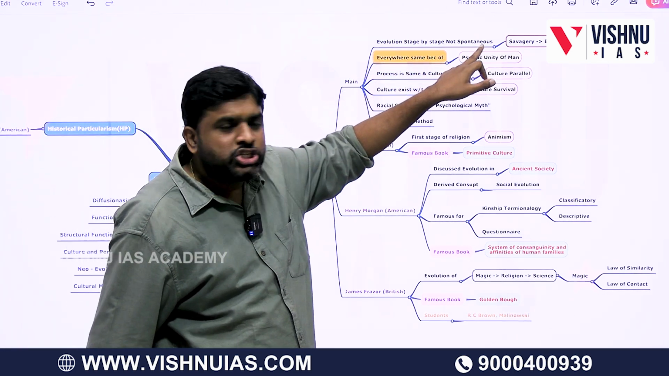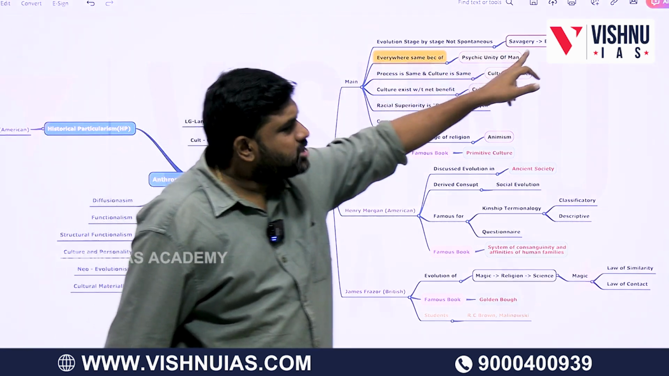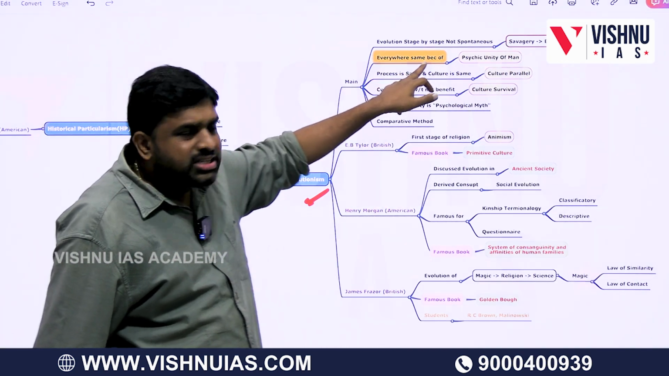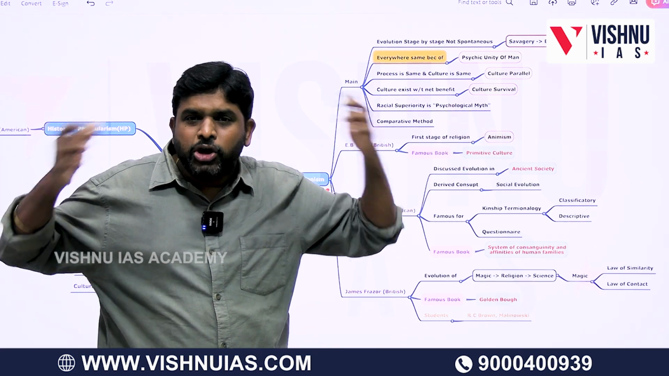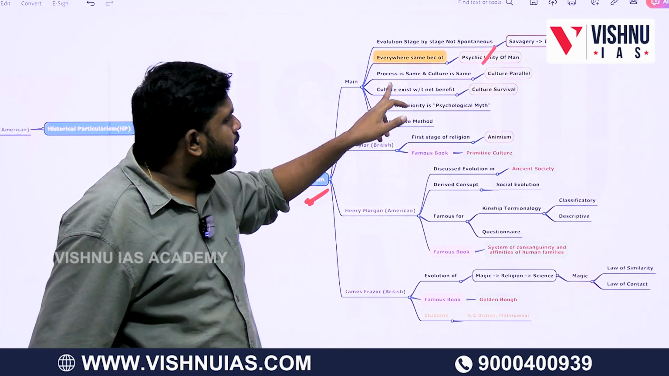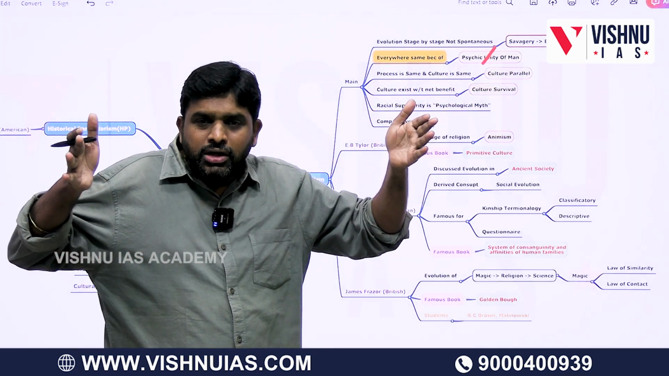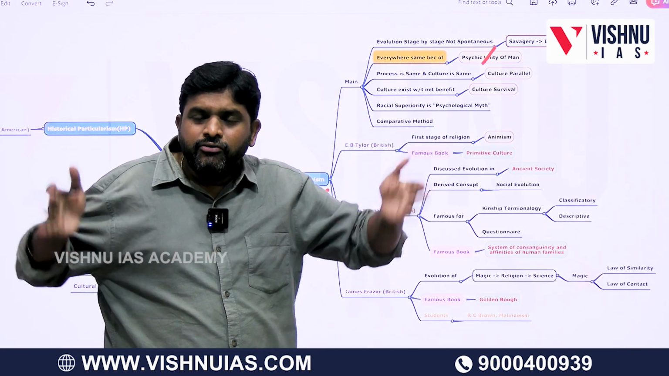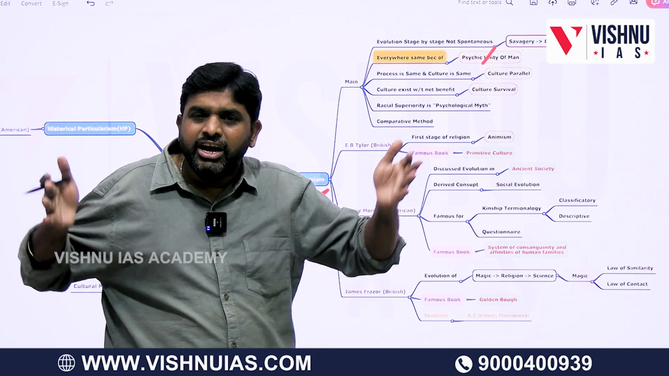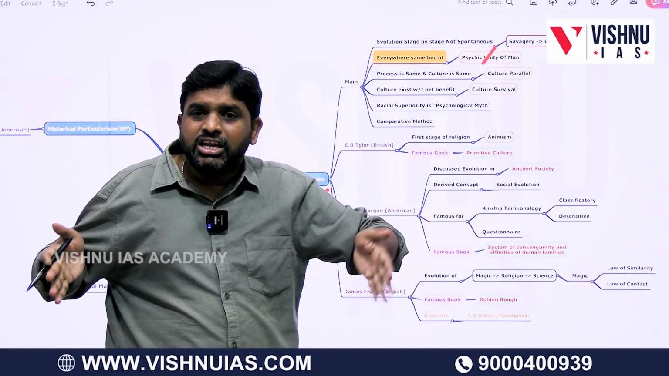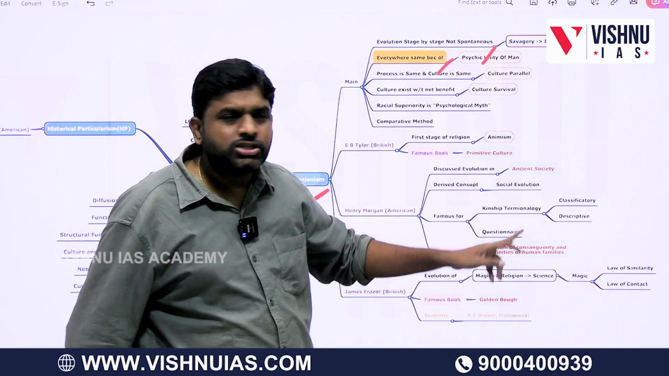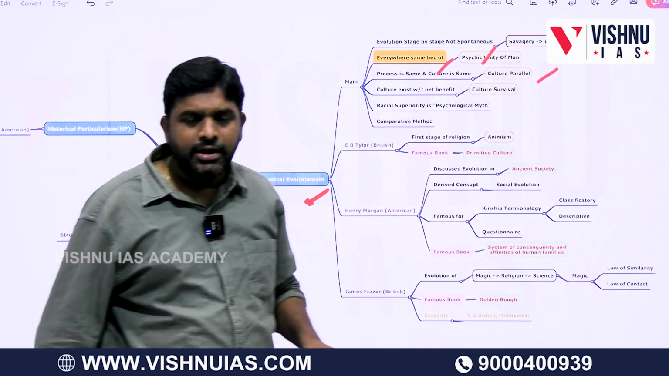Evolution stage by stage, not spontaneous, which is savagery, barbarism and civilization, which they believed. Everywhere the evolution is the same because of the psychic unity of mankind. The process is the same. If there is a similar environment, for a similar need, for a similar challenge, the response which comes up in the form of culture is the same. Hence it is called culture parallels.